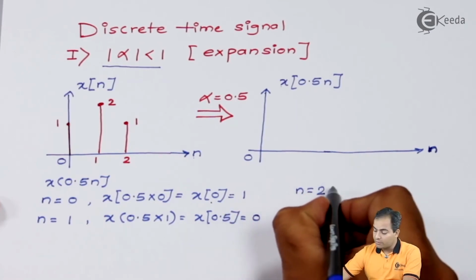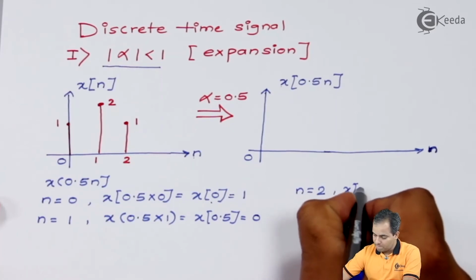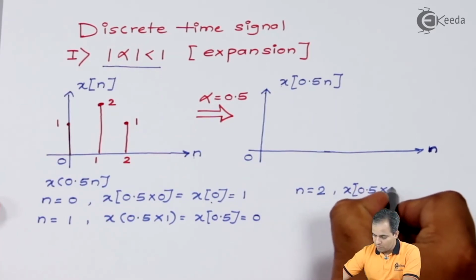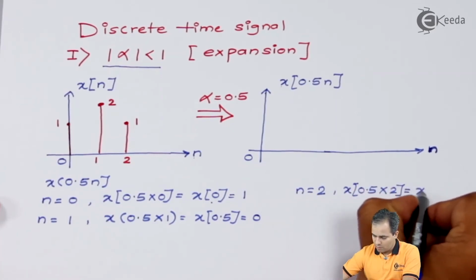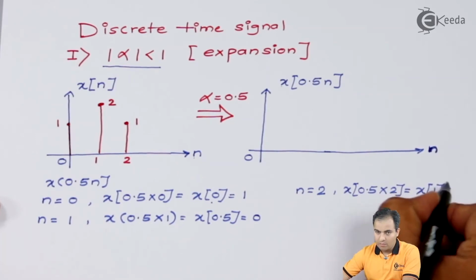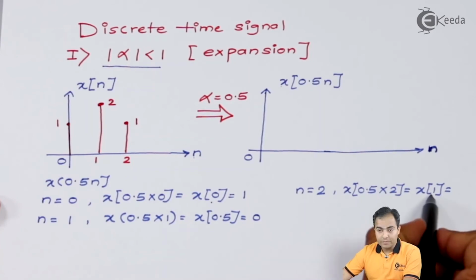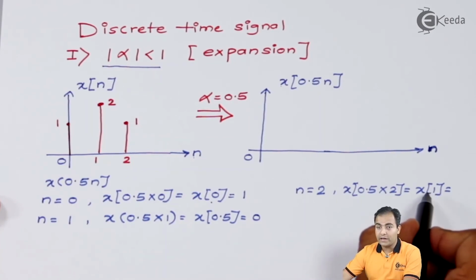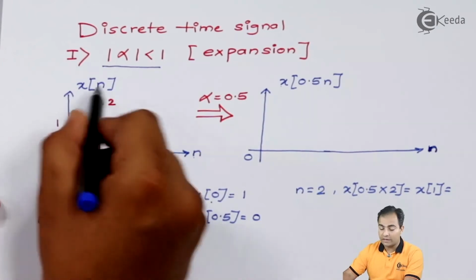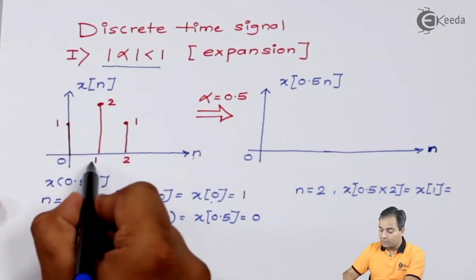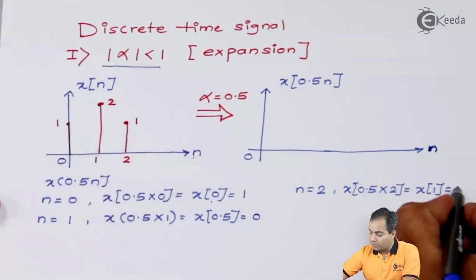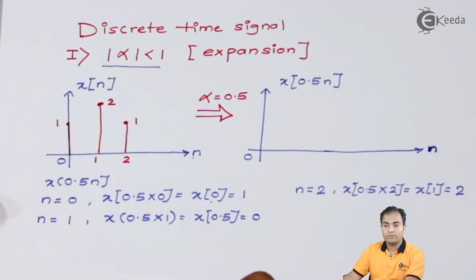If I substitute n equals 2, what will you get? We'll get x of 1. Now x of 1 means what? We have to find out the amplitude at n equals 1 in x of n. So for n equals 1, the amplitude is 2. So here I'm going to write amplitude is 2.